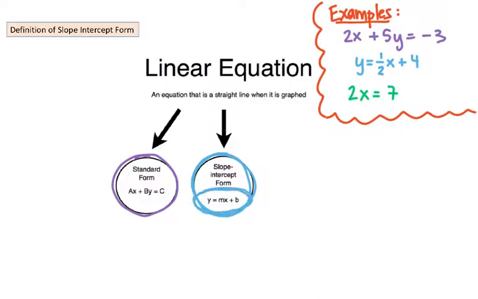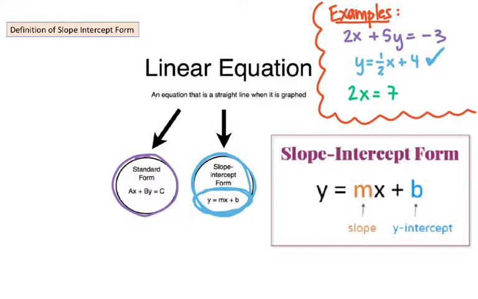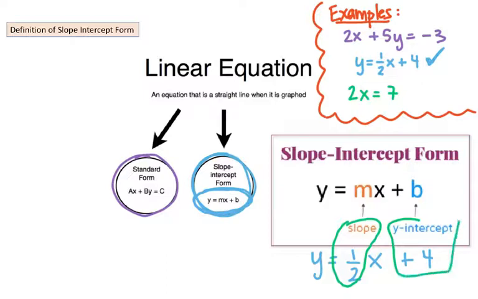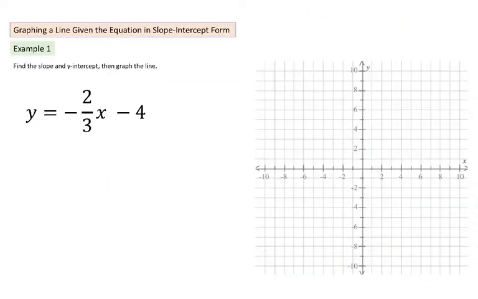That's called slope-intercept form. So our example, y equals 1/2 x plus 4, you can quickly see, because it's in slope-intercept form, that the slope of the line that we graph will be 1/2, and the y-intercept of the line, that means where it crosses the y-axis, will be at 4. Let's reinforce this doing a few examples.